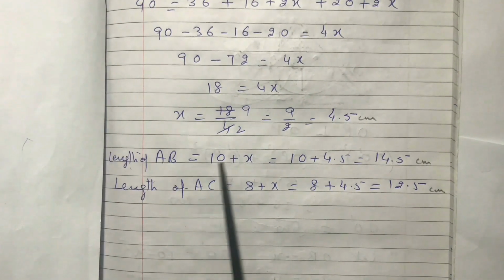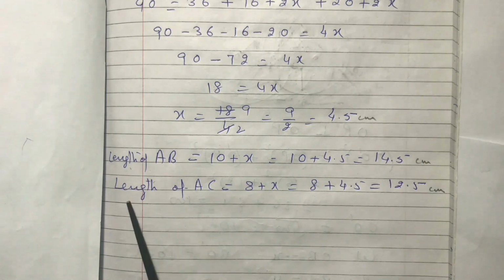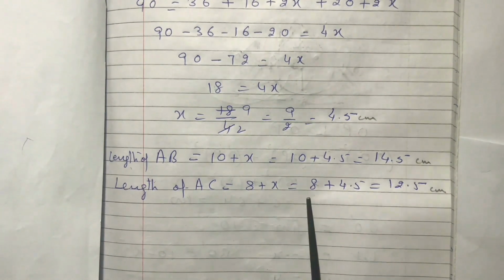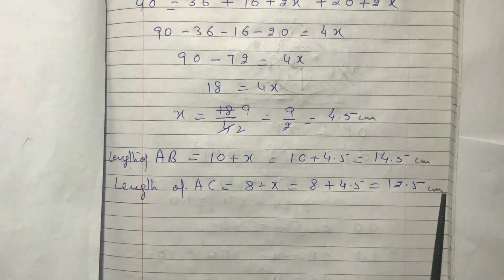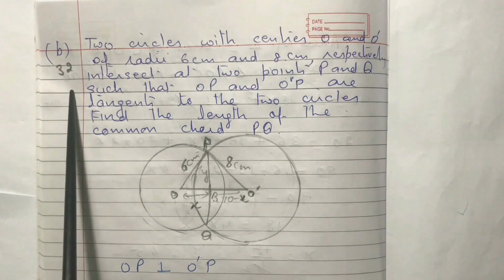So length of AB is equal to 10 plus x, that is 10 plus 4.5, that is 14.5 centimeter. Length of AC is equal to 8 plus x, that is 8 plus 4.5, that is 12.5 centimeter. So that is the answer. Now this is the B part of question 32.